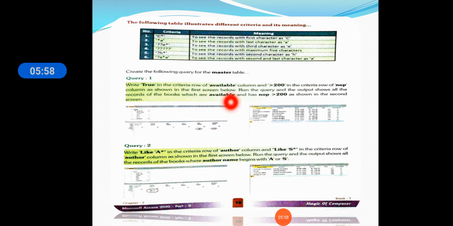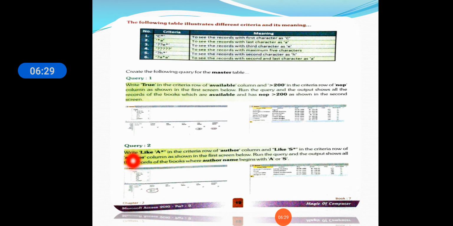Run the query and the output shows all the records of the books which are available and have NOP less than 200. So if you are giving any true or false availability, by this method we can see that the book is available and the number of pages must be less than 200. So it will show you the output of those books in the table.